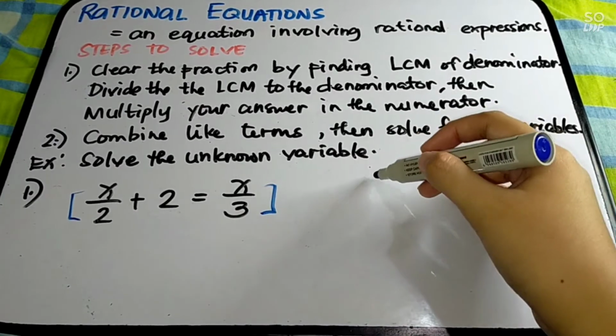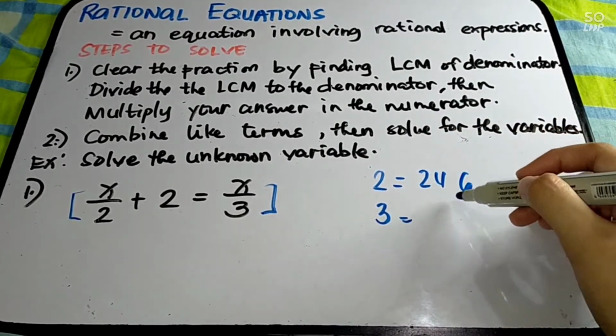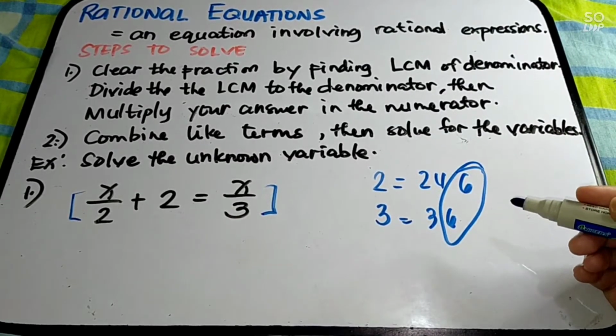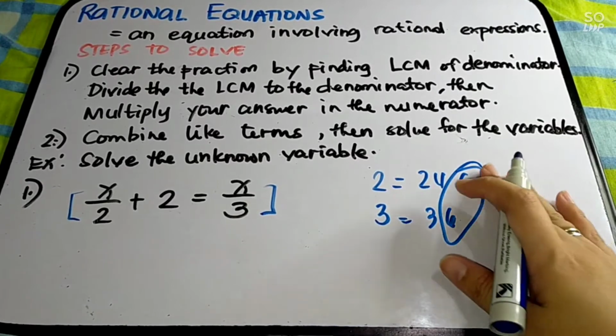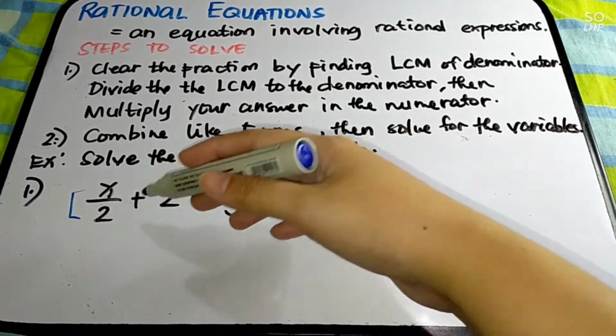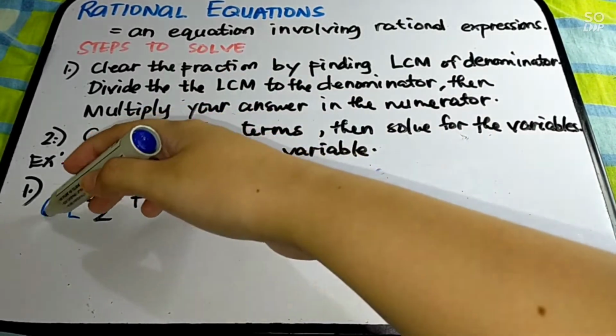What would be the least common multiple of 2 and 3? Saan sila unang magkakamukha? Multiples of 2: 2, 4, 6. How about 3? 3, 6. So, 6 is the least common multiple. Ganun lang kasimpleng kumuha ng least common multiple. Or just simply multiply it. 2 times 3, the answer is 6. So, that is the LCM.